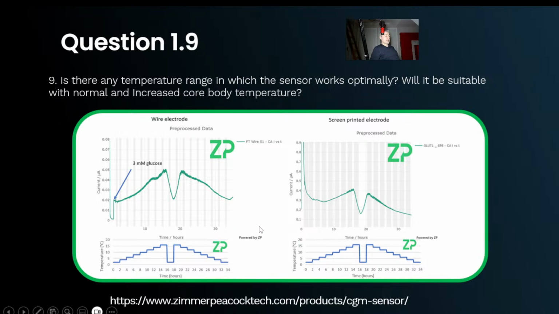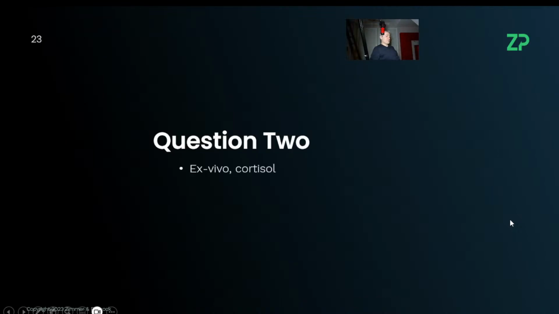So this is admittedly a glucose sensor, not a pH sensor, but it does show you that at ZP we do have temperature control facilities. We can go in there and change temperature and watch how a sensor changes accordingly. So that's really a project question, but we have the capability of dealing with it.